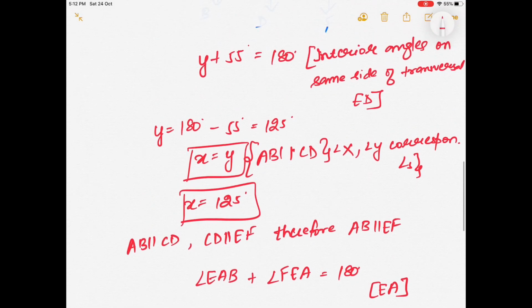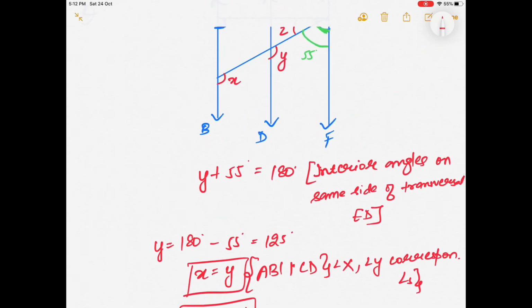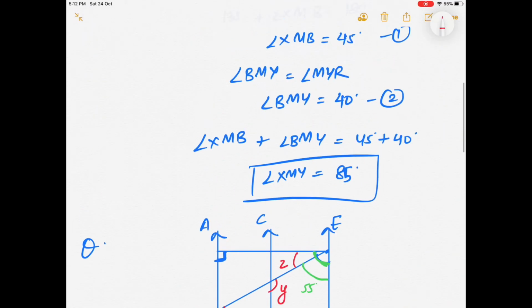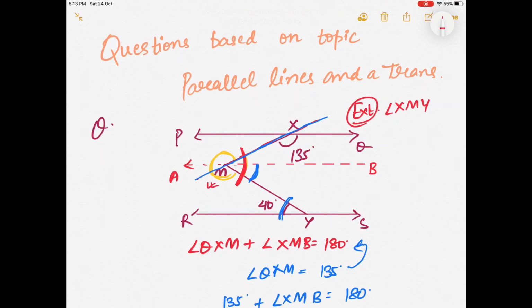These types of questions you can see in your exam based on this topic. So you have to practice these questions at home as much as you can, and if you have any doubt regarding any topic or any question, you can ask me in the comment section.